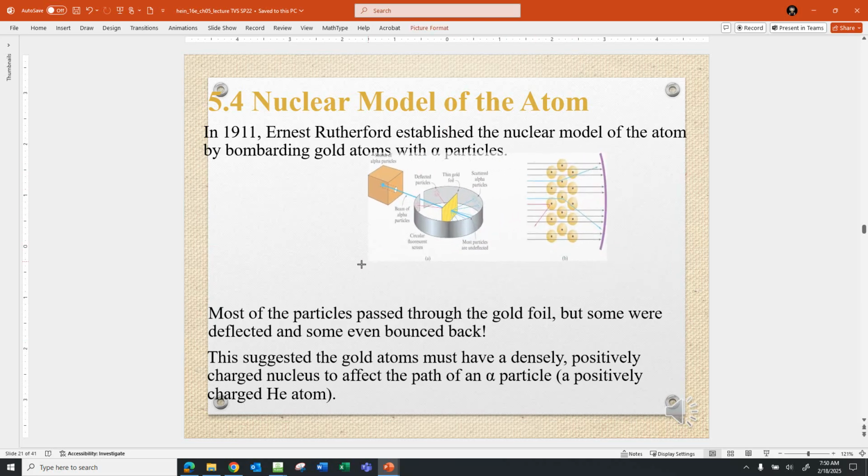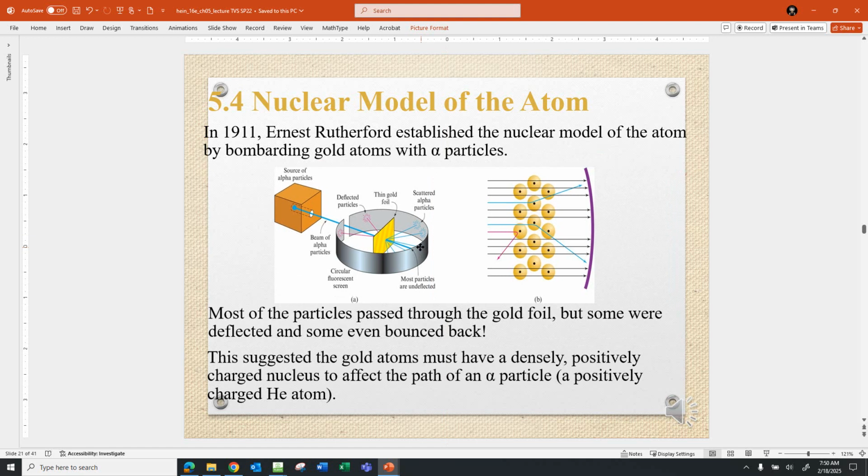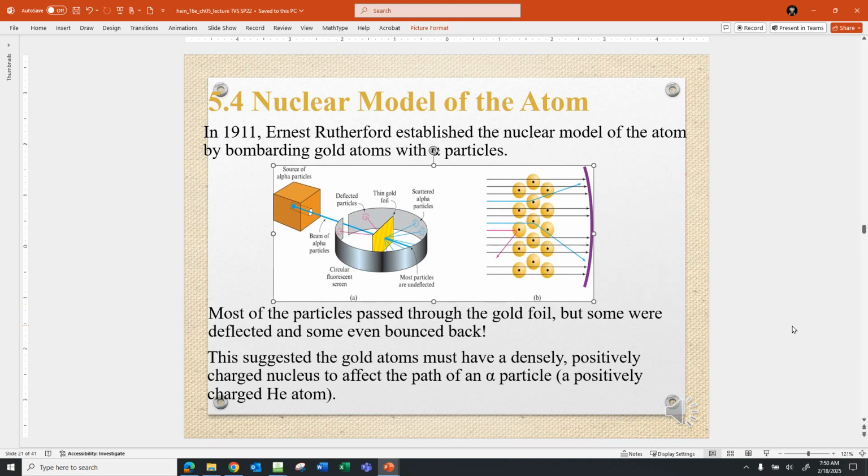Apologize for these pictures being so small. Let me try to blow these up a little bit. This is Rutherford's experiment, the gold foil experiment, where he shot alpha particles at a gold sheet. Some deflected straight back, most of them went straight through, and some were deflected at different angles.